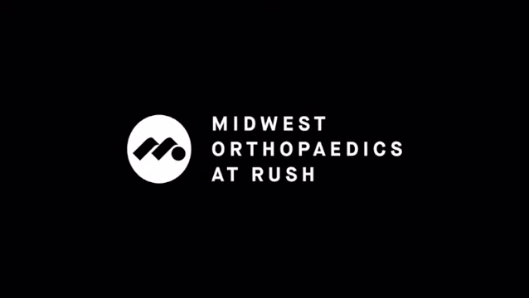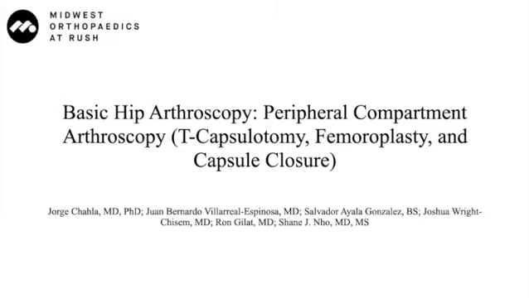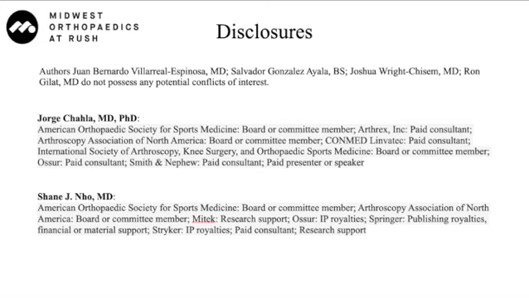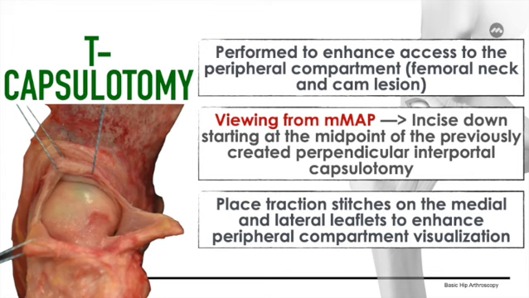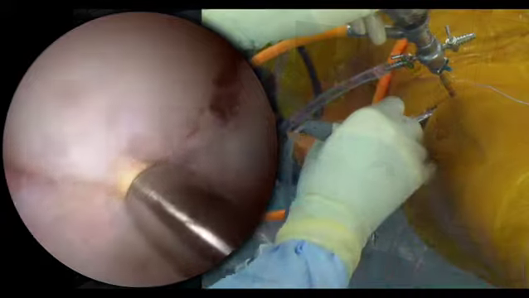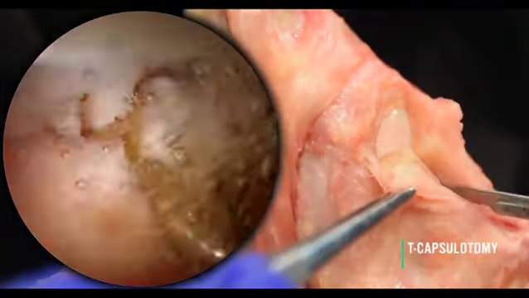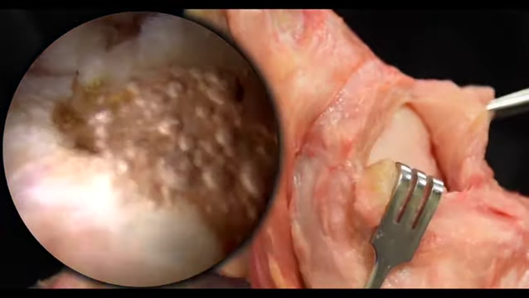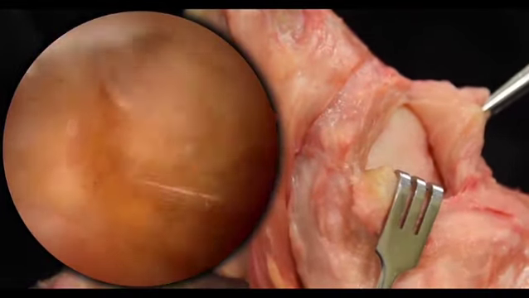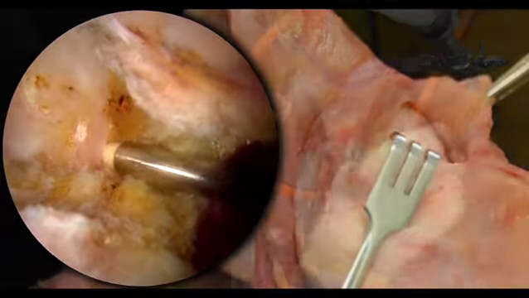The final part of the present series will review the basics of peripheral compartment hip scope. The T-capsulotomy is performed working through the anterolateral portal to enhance access to the hip's peripheral compartment. It is performed by utilizing the radiofrequency probe and extends distally towards the zona orbicularis to avoid causing iatrogenic instability after the procedure.